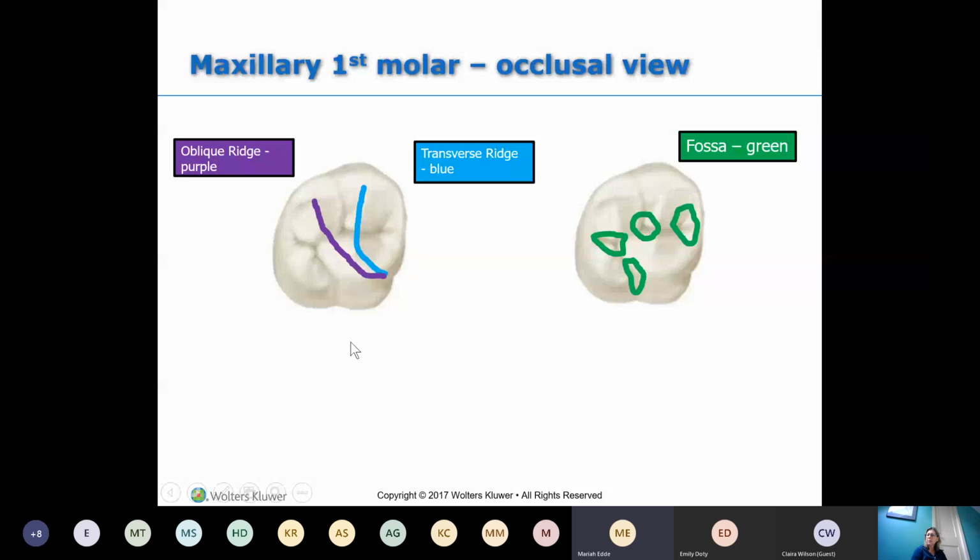Is the oblique ridge distal? Distal, like on the distal side compared to the transverse? Yes, so it's going to run from the distal buccal cusp, and the transverse is going to come off the mesial buccal. Okay, thank you.